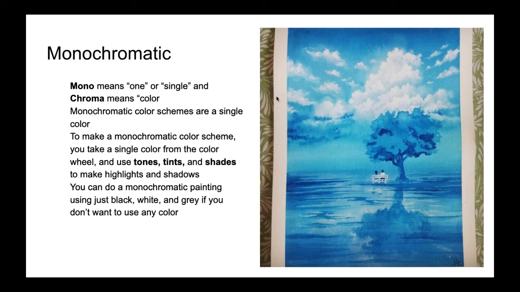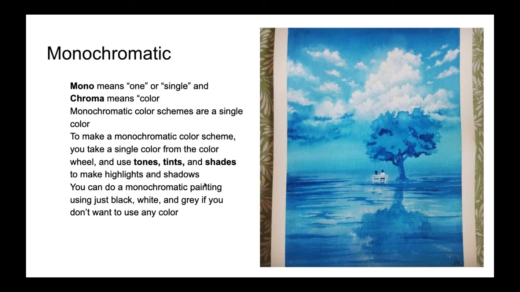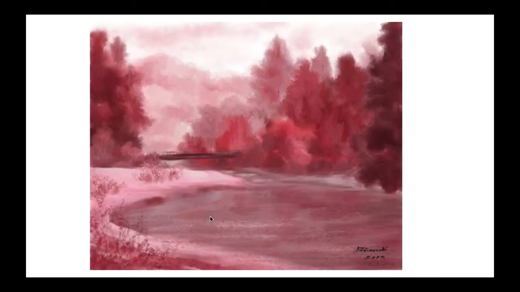So this is a blue monochromatic painting. So we've got some pure whites, blue that's had a lot of white added to it, blue that's had a little bit of black added to it to get our dark values, and we have a single color painting. So you can do this in just black, white, and gray if you don't want to use any color. You can really do any color on the color wheel and do a monochromatic painting. So here's a red. You can see the lighter areas are a very pale pink, and then the darker areas are a much darker red.